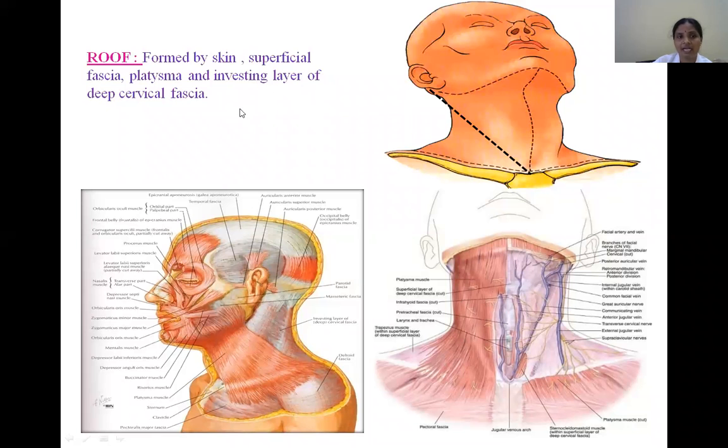There is an additional structure, an important muscle, present in this superficial fascia of the neck. What is that muscle? It is called the platysma muscle. How can you define this platysma muscle? This is a subcutaneous striated muscle. Striated means voluntary muscle, present in the superficial fascia. That's why it is also known as a subcutaneous striated or voluntary muscle.